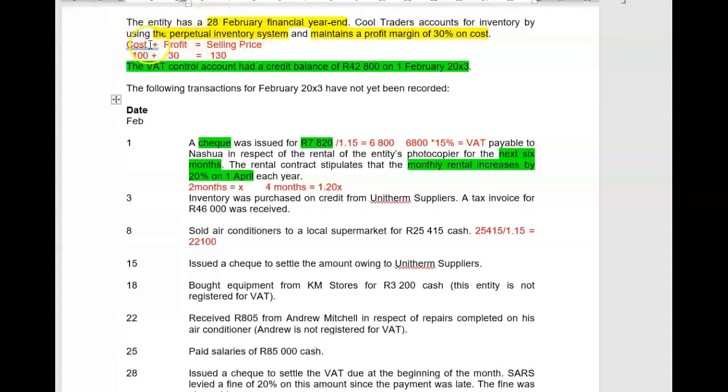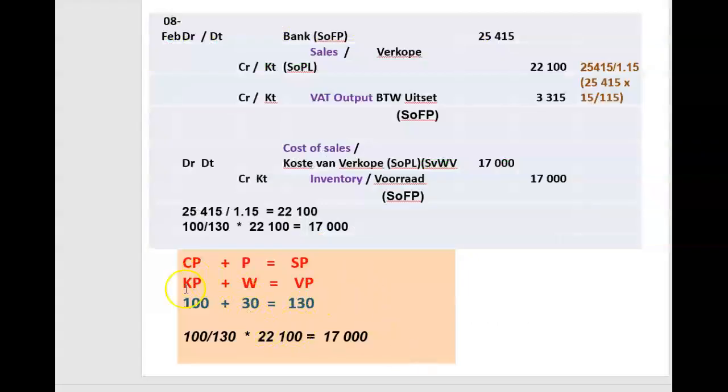So if we want to work back to the cost price, it's quite easy. So 22,100 multiplied by 100 divided by 130. And that equals cost price of the goods which was sold. So if we're going to do that calculation, 100 divided by 130 multiplied by 22,100, our sales figure, that will give us a cost price of goods sold, 17,000. So we will debit cost of sales 17,000 and we're going to credit inventory 17,000.